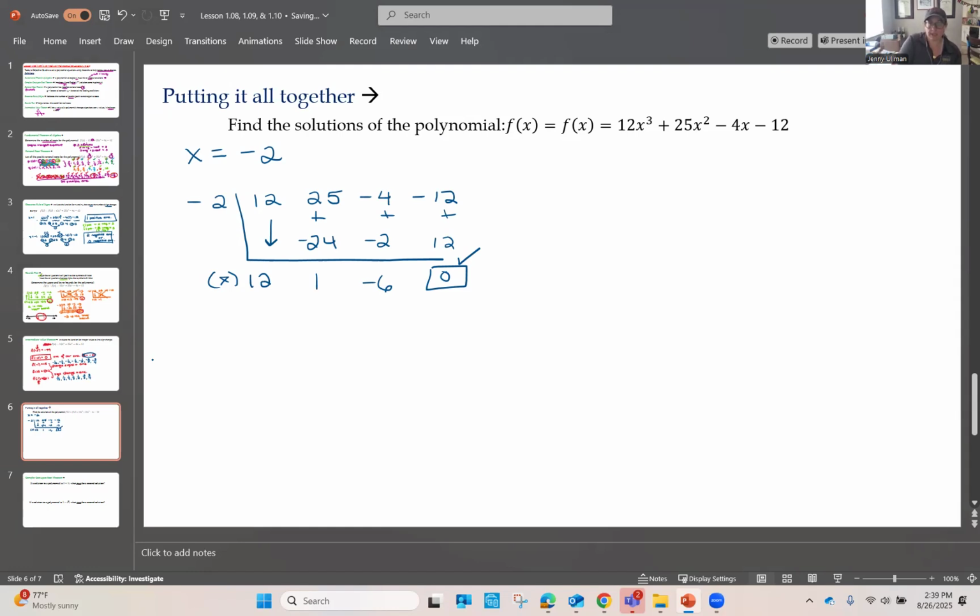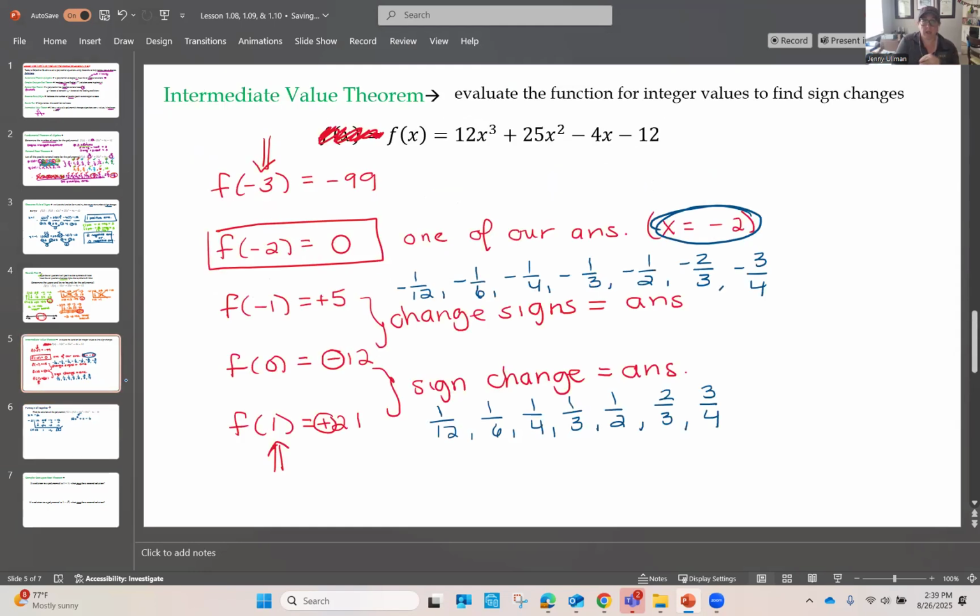So now that tells me I've got 12x squared plus x minus 6, which is a quadratic. It has a degree of 2. We are missing 2 answers, so we're going to get them from this quadratic because a quadratic has a degree of 2, which means it has to have 2 answers. And those 2 answers should be somewhere in this list unless they are radicals. So unless it ends up being a radical answer, we better have them in our list here.